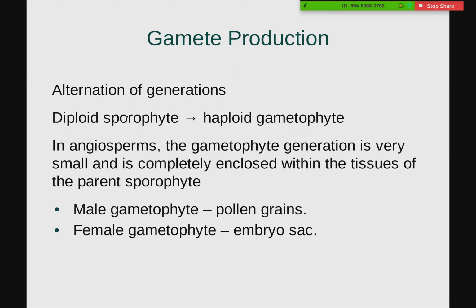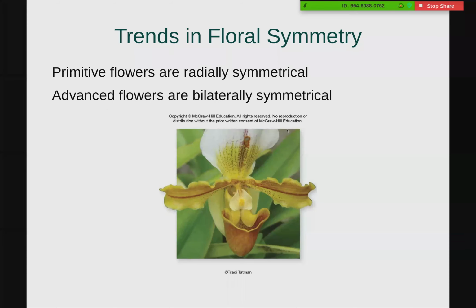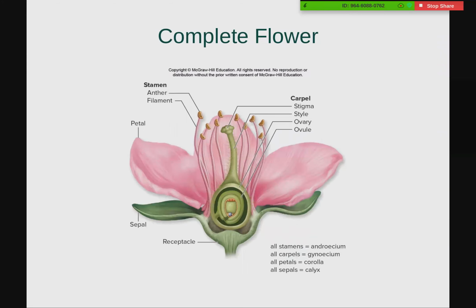Now, gamete production, as we've talked about, is the alternation of generations, where we have the diploid sporophyte leading to the haploid gametophyte. But in our flowering plants, that gametophyte generation is very small, and it's completely enclosed within the tissues of the parental sporophyte. So remember, when we think about this, just as a note, the gametophyte generation is completely enclosed in the sporophyte generation.